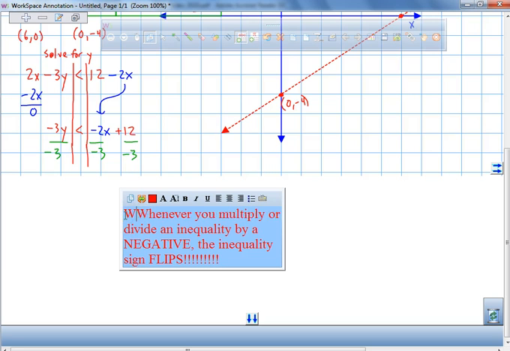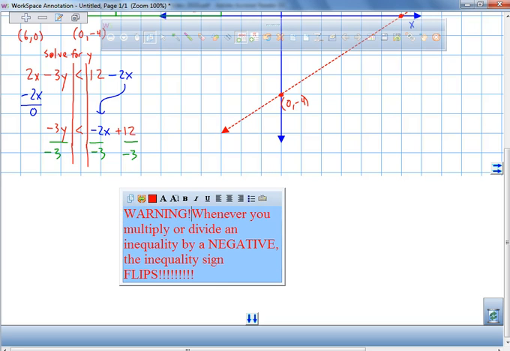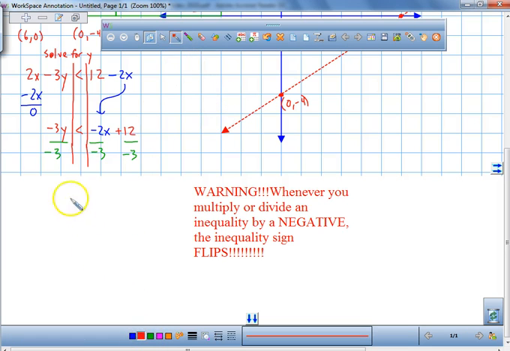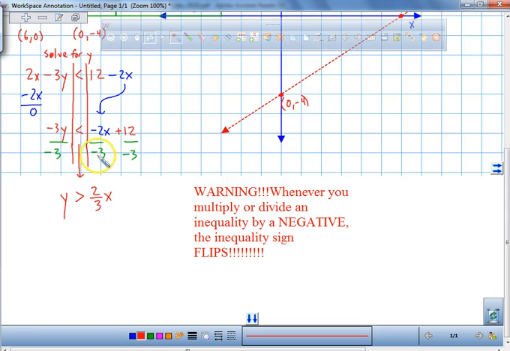I should put the word warning. Warning: whenever you multiply or divide an inequality by a negative, what happens to the inequality sign? It flips. What are you talking about? Okay, watch this. A negative divided by a negative is a positive, but what happens to the inequality sign? It flips. You see, I'm flipping it. Negative divided by negative is a positive. 12 divided by negative 3 is negative 4. Boom! There's my answer in slope-intercept form.